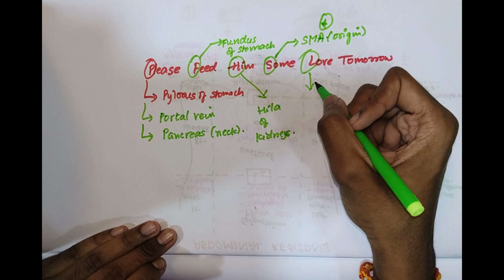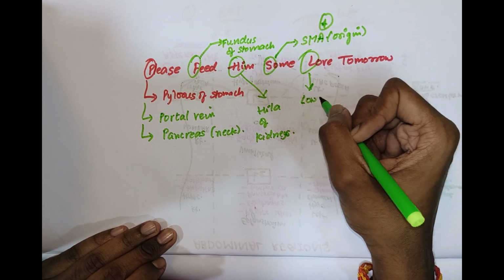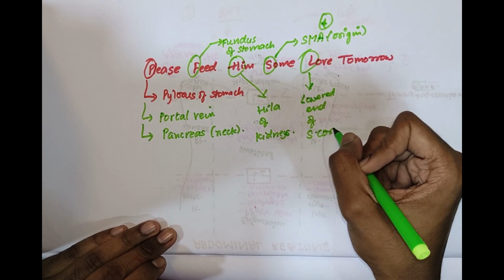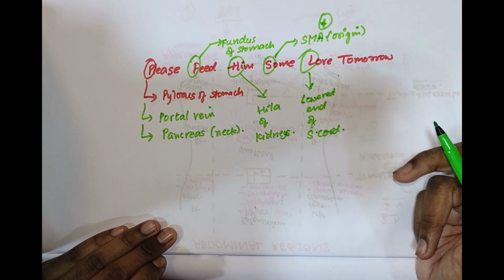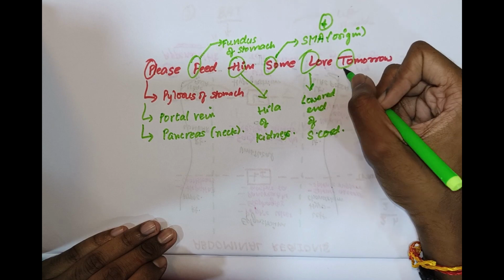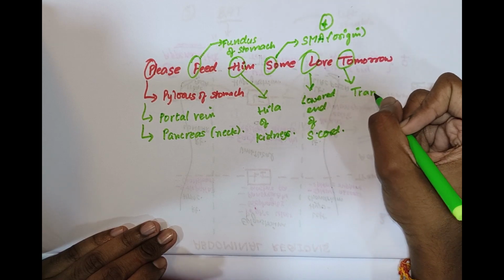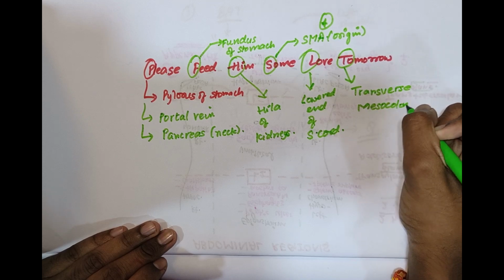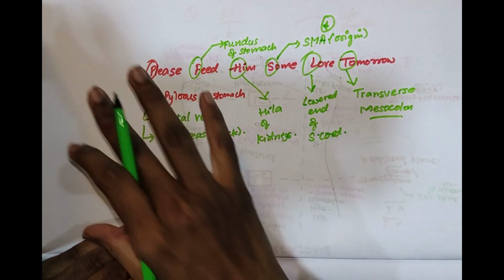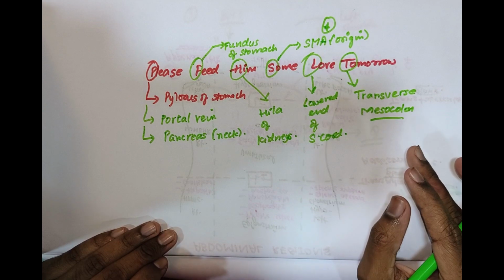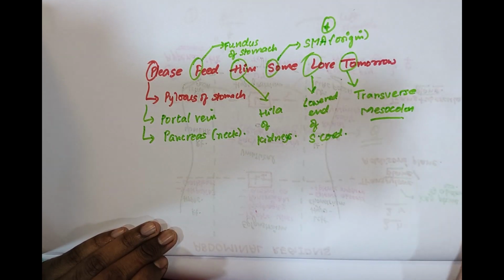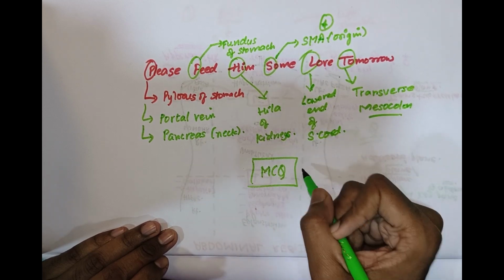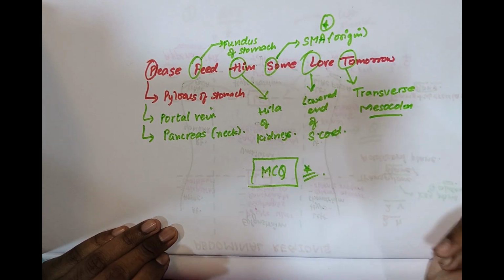L will tell you about the lower end of spinal cord. And finally, the alphabet T will tell you about the transverse mesocolon. So here are all the structures and the viscera which are transected by the transpyloric plane, which might come to you as an MCQ, because this is a frequently asked question.